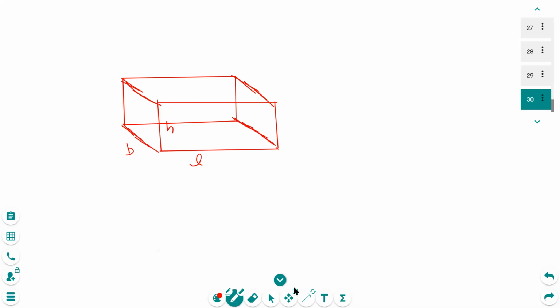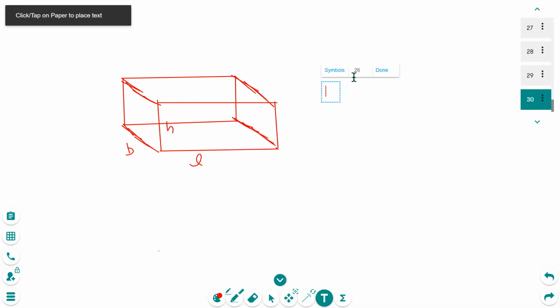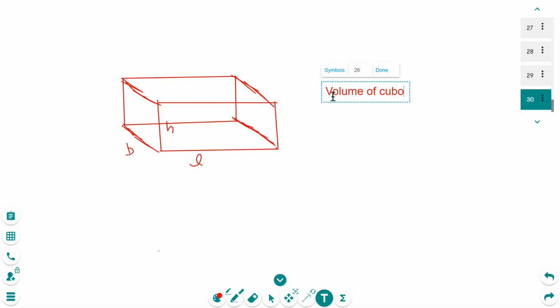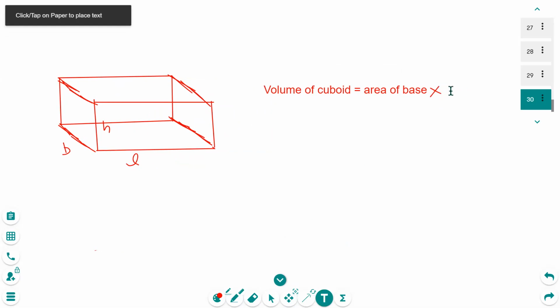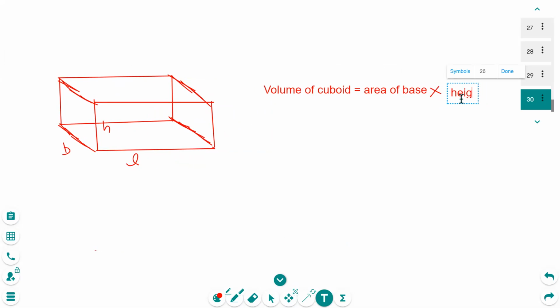Now for the volume, I'm giving you a simple formula that you can apply to anything. So observe very carefully. Volume, in this case we are talking about the cuboid, will be equal to area of base times height. So actually this will work out for everything.